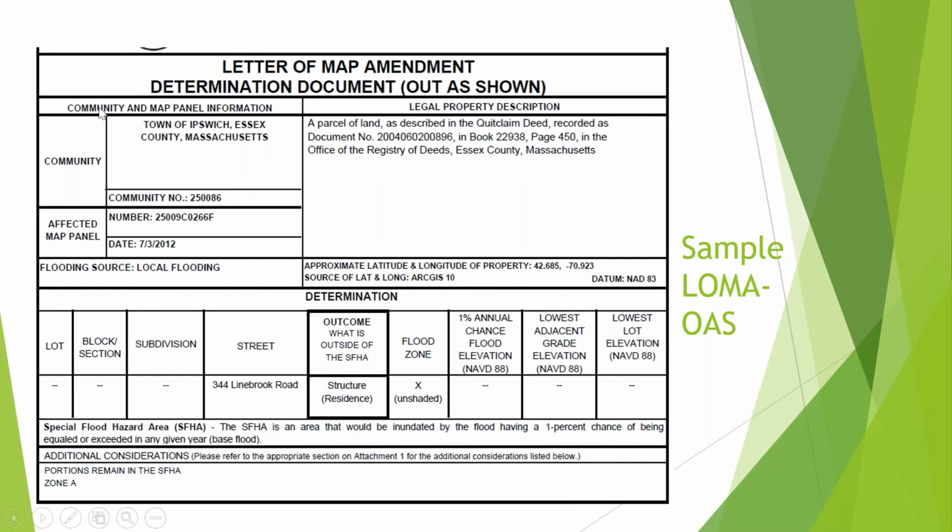And so this whole document, which is usually a couple of pages long, is what would be brought to the lender. And the lender could then say, okay, you've just released me from the mandate to require flood insurance. It could be that simple.